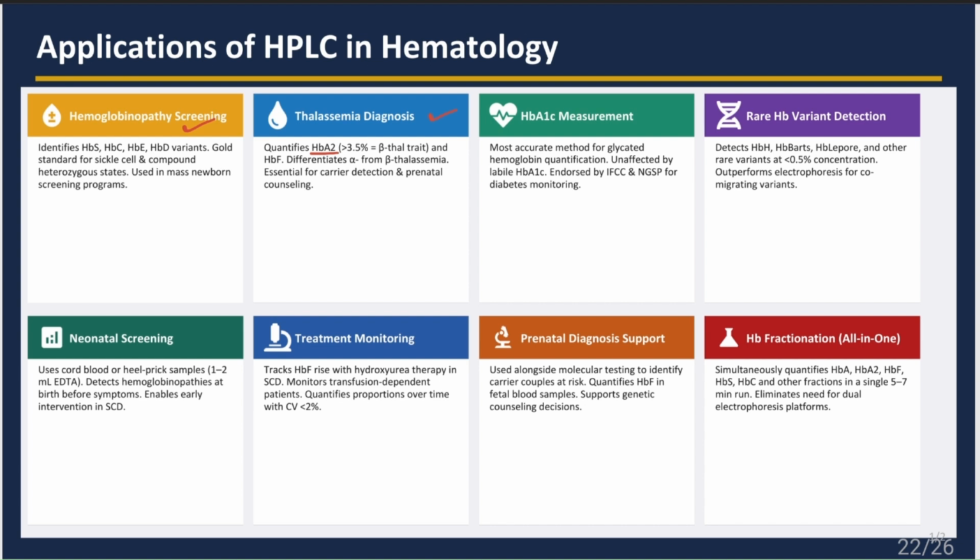It is useful in detection of rare Hb variants like HbH, Hb Bart, Hb Lepore and other rare variants at less than 0.5% concentration. It is useful in neonatal screening of certain hemoglobinopathies, and only a very small amount of blood like 1 to 2 ml EDTA sample from cord blood or heel prick samples can be used in HPLC.